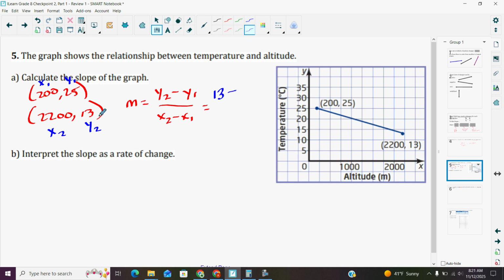So we've got 13 minus 25. y2 is 13, y1 is 25, x2 is 2200, x1 is 200. I've got negative 12 over 2000. If it wants it as a fraction, we should reduce it. We can divide by 2, negative 6 over 1,000, and then divide by 2 again. Negative 3 over 500 is a great answer.